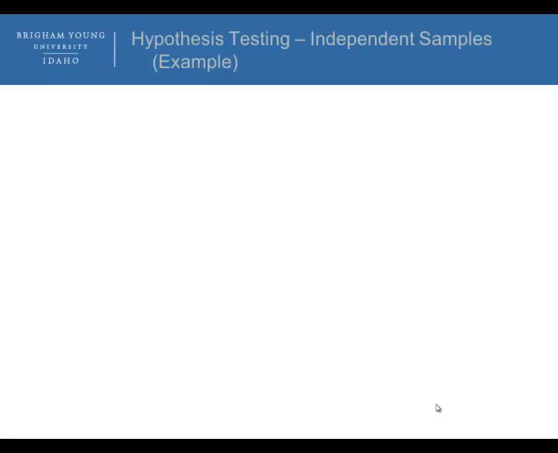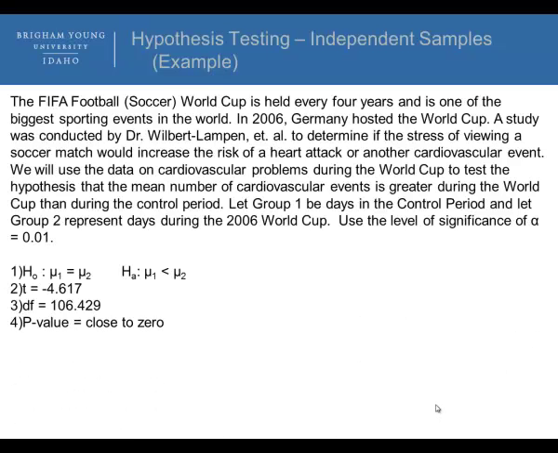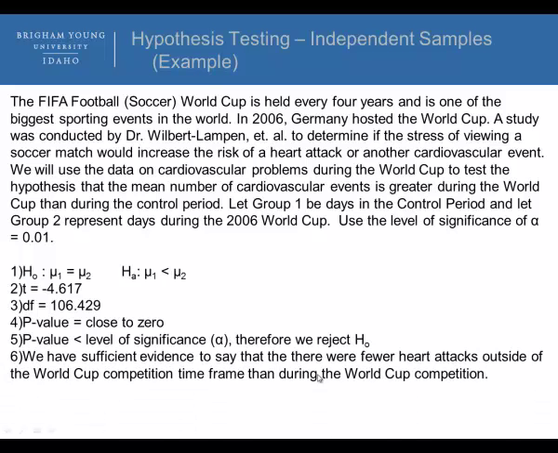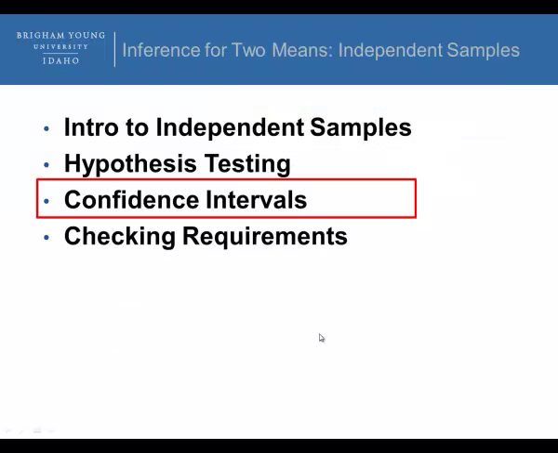So then the next step is, do we reject the null hypothesis? Well, we compare the p-value to our level of significance. And since our p-value is less than the level of significance, we reject the null hypothesis. So then we have sufficient evidence to say that there are fewer heart attacks outside of the World Cup competition time frame than during the World Cup competition. Okay. So now let's go talk about confidence intervals.